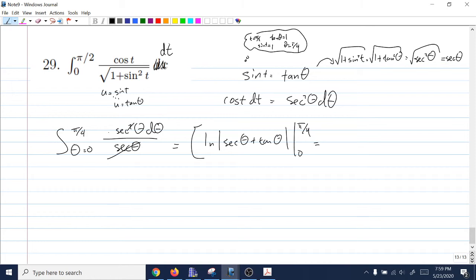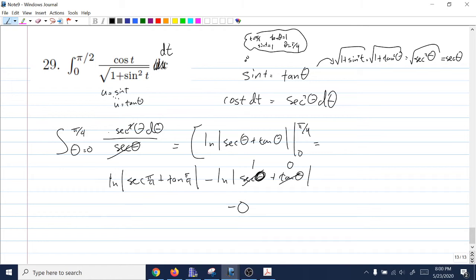Well, this is one of those places where I want to say at 0 you get 0, but I don't think that's true here. Let's do pi over 4 first. Natural log absolute value, let's just write it out. Secant pi over 4 plus tangent pi over 4, minus natural log absolute value secant 0 plus tangent 0. Secant 0 is 1, tangent 0 is 0, natural log of 1 is 0. It is 0, the long way.